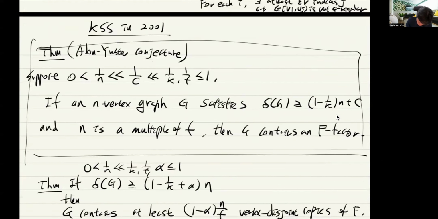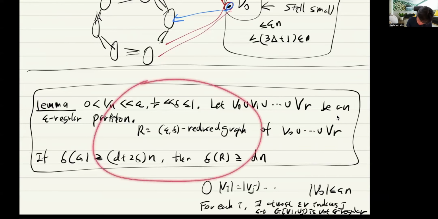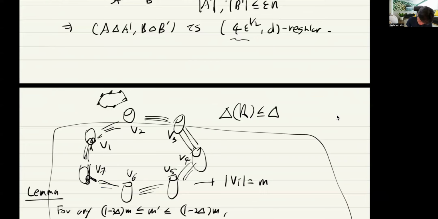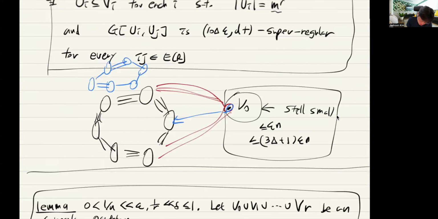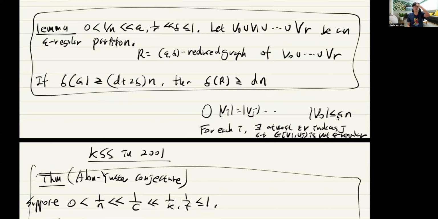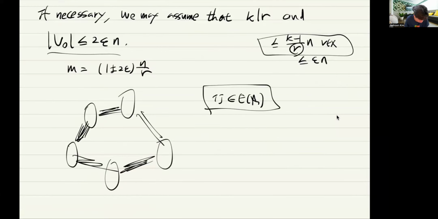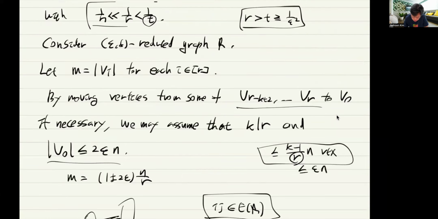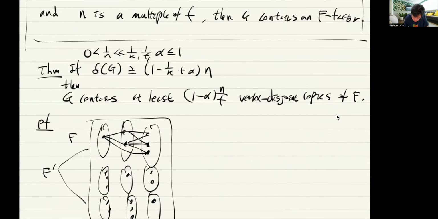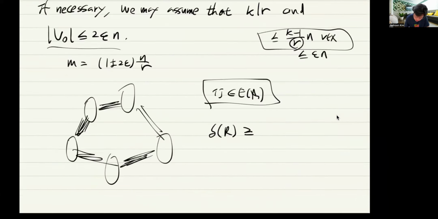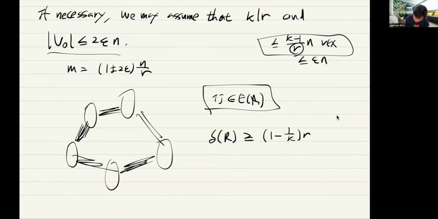Then from the previous lemma to this lemma, by the way, this whole lemma that I introduced is relatively easy from the definition of regularity, so you can prove it for yourself. And by that, we know that the minimum degree of R is at least what? This subtracts 2 delta here, but delta is much smaller than alpha, which is much bigger than 1 minus 1 over K, times R.